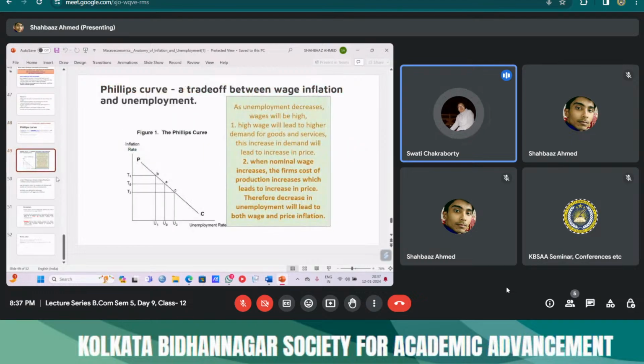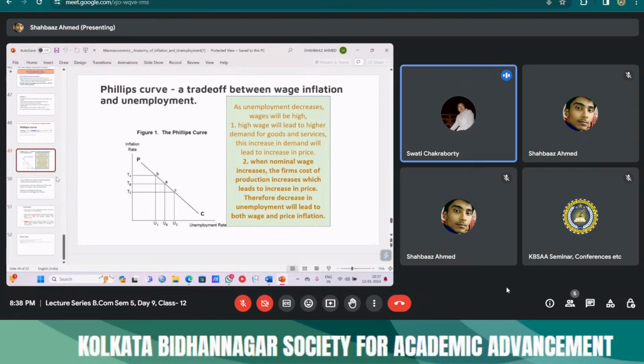In the short run, the Phillips curve is downward sloping, showing an inverse relationship between the inflation rate and the unemployment rate. When unemployment decreases, that is, the employment rate increases, wages will be high, and as a result there are two effects. One, people having higher wages means more money, so it will lead to more demand for goods and services. The increase in demand will result in an increase in price. So prices start going up. It's price inflation.